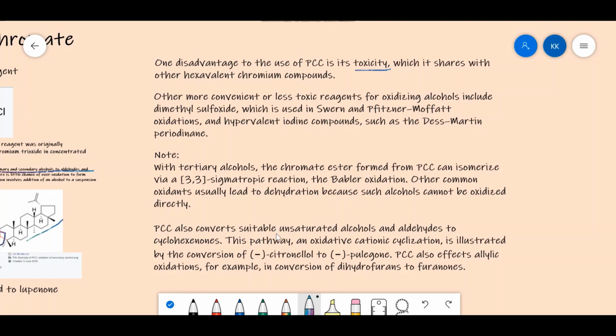PCC also converts suitable unsaturated alcohols and aldehydes to cyclohexanones. This pathway, an oxidative cationic cyclization, is illustrated by the conversion of citronellol to pulegone. PCC also affects allylic oxidation, for example in conversion of dihydrofurans to furanones. You can look up these compounds to know more about them. I'm not going into excess detail. I just wanted to bring that out so you know what happens with a tertiary alcohol and what is the oxidative cationic cyclization.